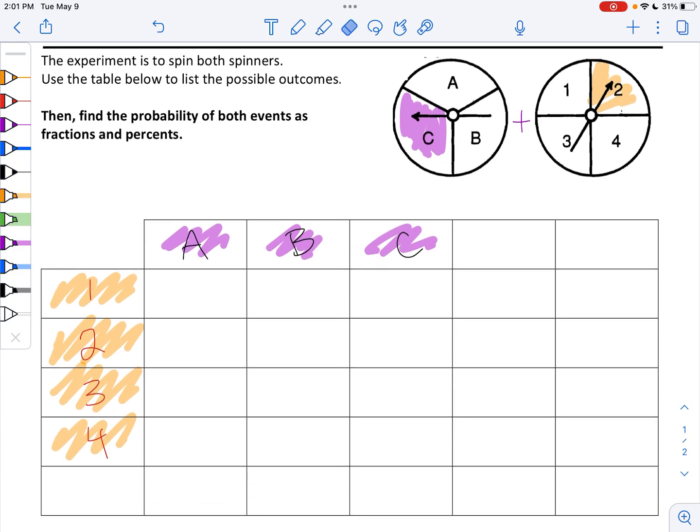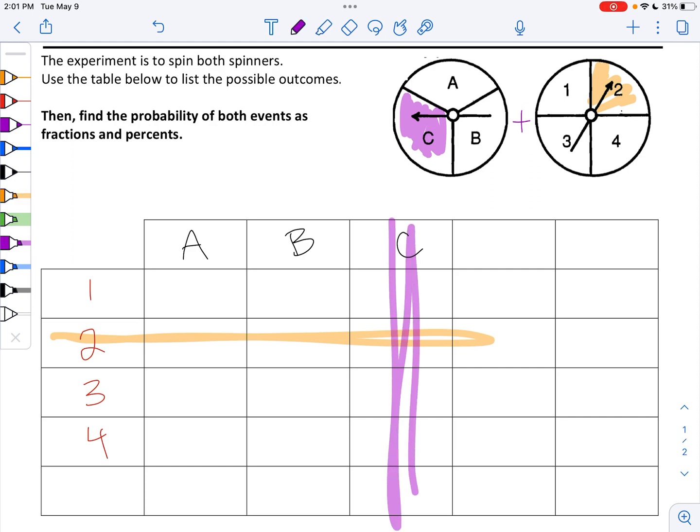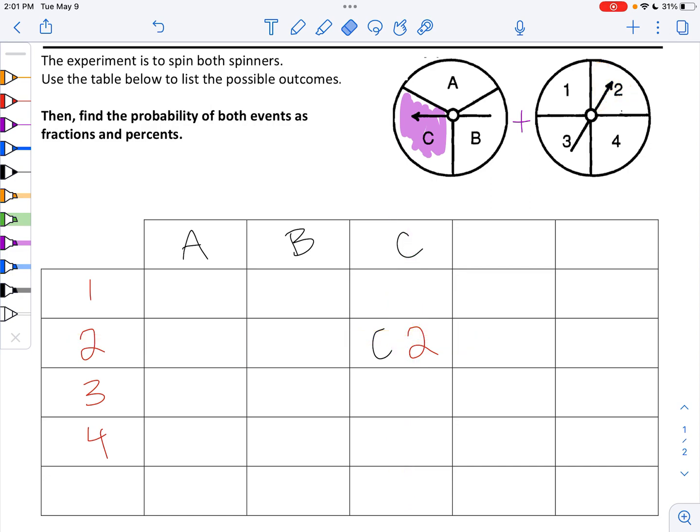So now I'm going to look at where these intersect, C and 2. Here's my 2, here's my C. That means here we need to write C2. Okay, but I could have spun a C and a 1. So let's find where C1 is. So that'll be C1.